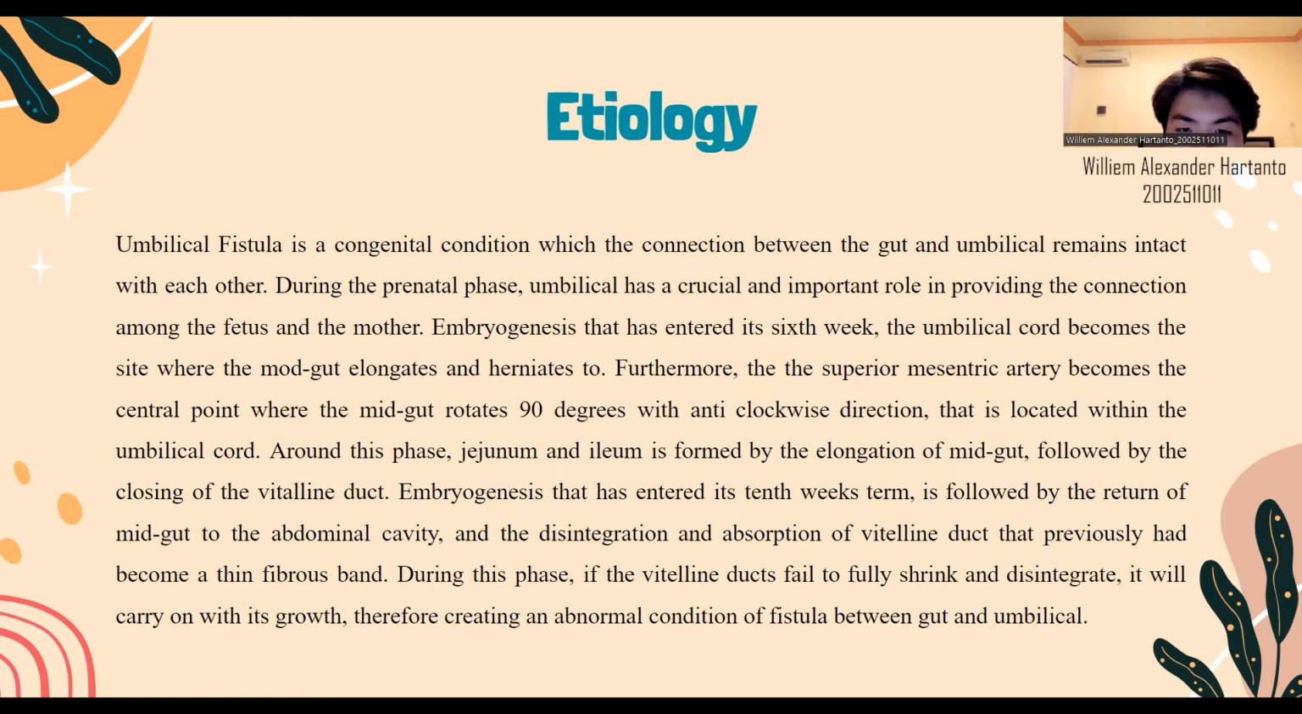Around this space, the jejunum and ileum are formed by the elongation of the midgut, followed by the closing of the vitelline duct. When embryogenesis enters its 10th week, the midgut returns to the abdominal cavity, and the vitelline duct, which had become a thin fibrous band, disintegrates and is absorbed. During this phase, if the vitelline duct fails to fully shrink and disintegrate, it will carry on with its growth, therefore creating an abnormal fistula between the gut and umbilicus.